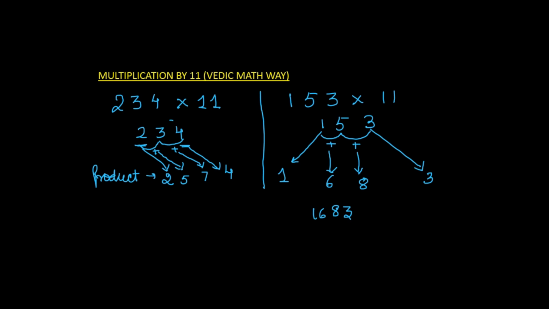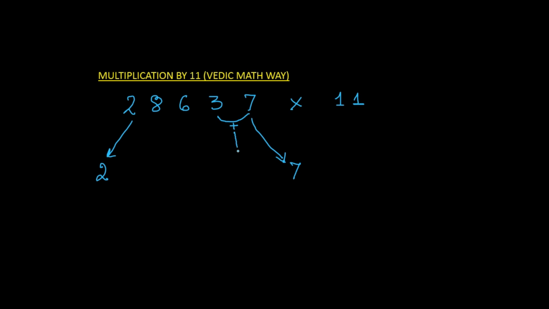Now let us consider a number in which we can get some carry. How do we handle the carry? So let us take 2, 8, 6, 3, 7 and try to multiply it by 11. So in the answer, the first digit will become the first digit. Let us write it down. The last digit becomes the last digit. Now let's add 7 and 3 to get a 10. So we write the 0 of the 10 and keep 1 for the carry.